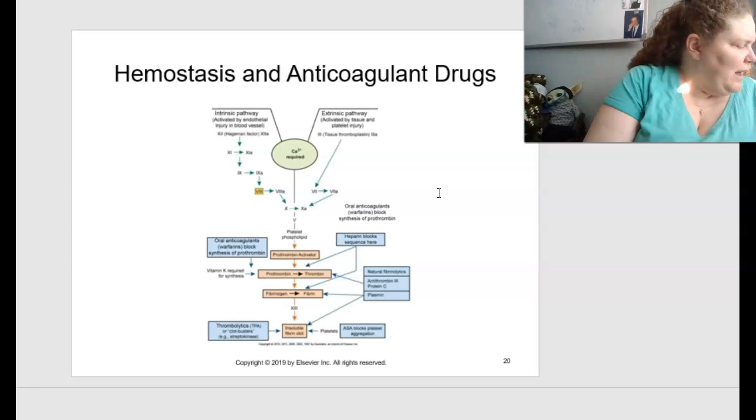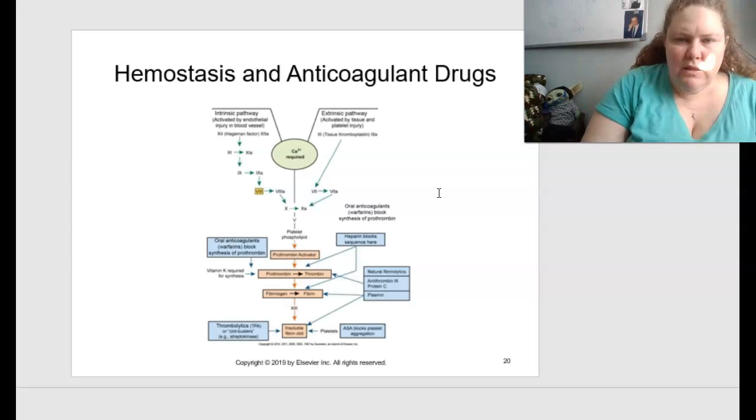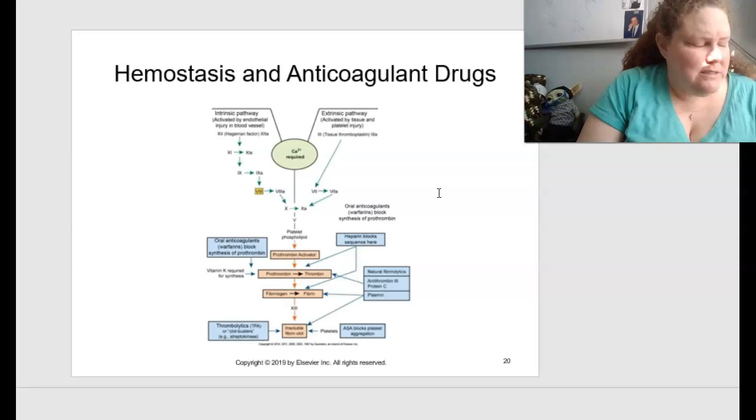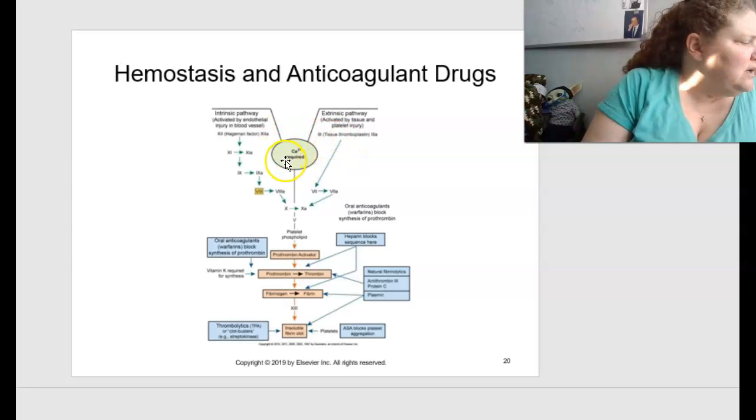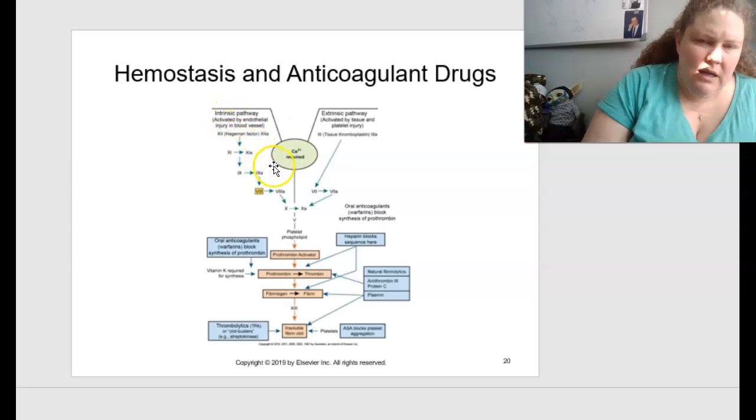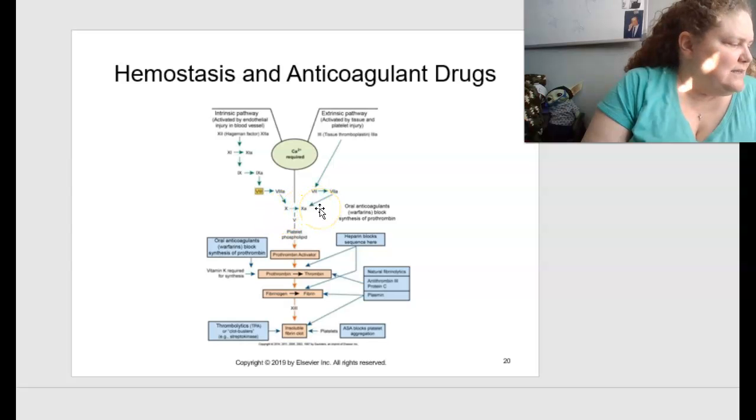So what about hemostasis and anticoagulant drugs? This is figure 10.9 on page 192 of your book. And so you have calcium that's required. You have your intrinsic pathway, which is activated by the endothelial injury of the blood vessel. And you have all these factors that come together and they merge down here where it's going to be factor X, which is going to be converted into Xa.